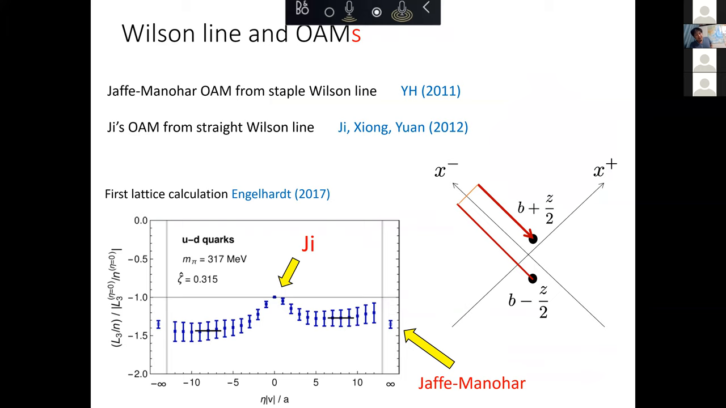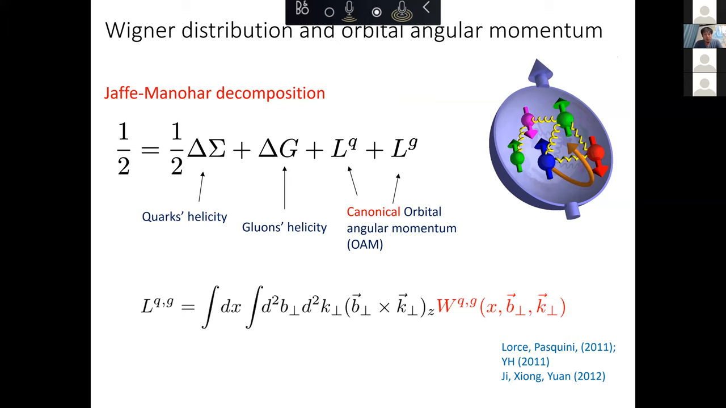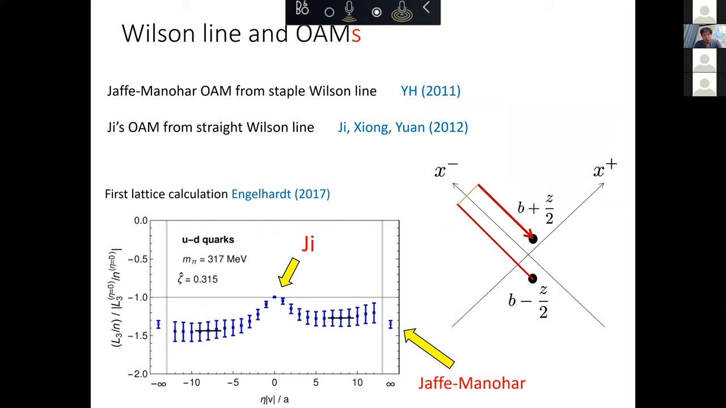Now, nevertheless, there is an interesting twist. This orbital angular momentum depends on the way you choose the path of the Wilson line that is involved in the definition. As I said, the Wigner distribution function is a non-local correlation function along the light cone, but also there is a separation in the b_perp direction. So the question is how you go from here to there by connecting the Wilson lines. If you go along the light cone to infinity and then come back, if you take this staple-shaped Wilson line, then what you get is the so-called Jaffe-Manohar orbital angular momentum.